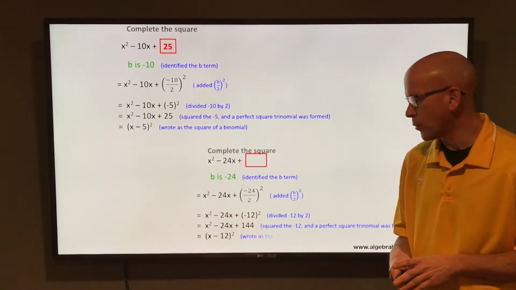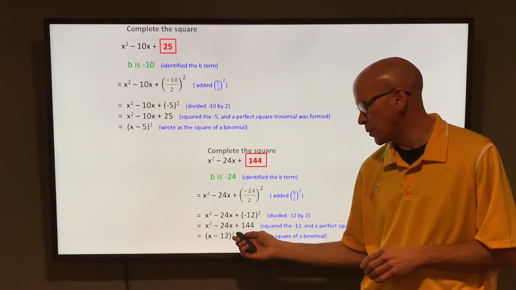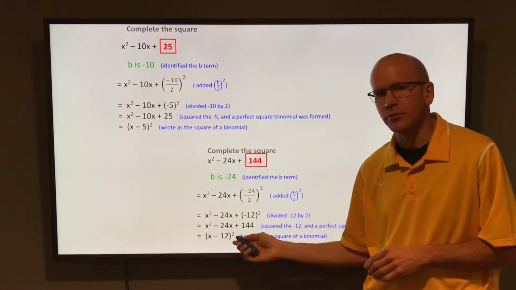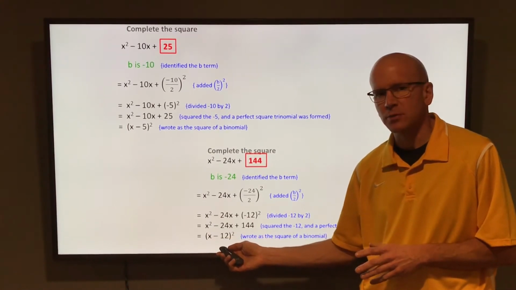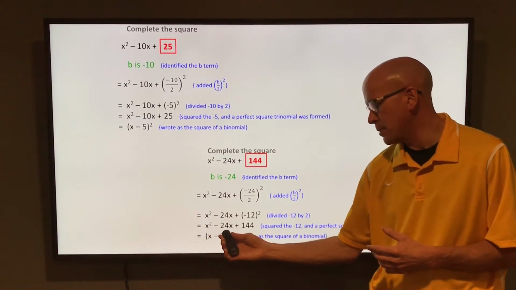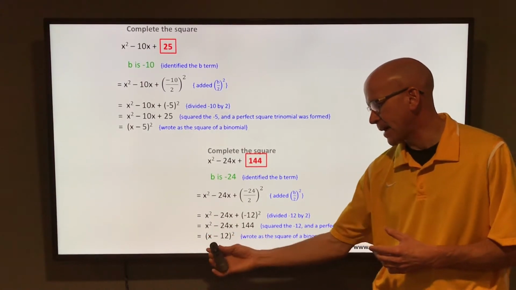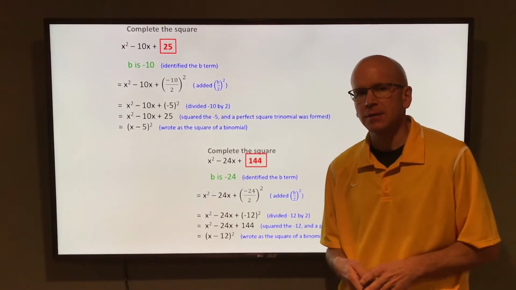So 144 completes the square, and this x squared minus 24x plus 144 is now a perfect square trinomial, and that factors into the square of x minus 12, or (x minus 12) squared. So that's in the form of a squared minus 2ab plus b squared. That factors into the form of (a minus b) squared. In this case, that's (x minus 12) squared.